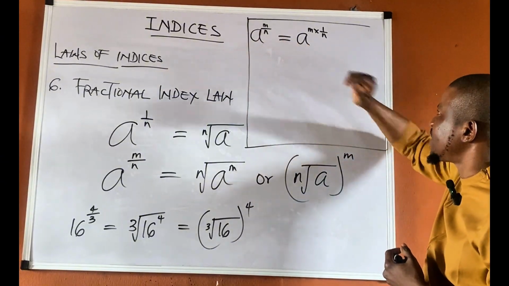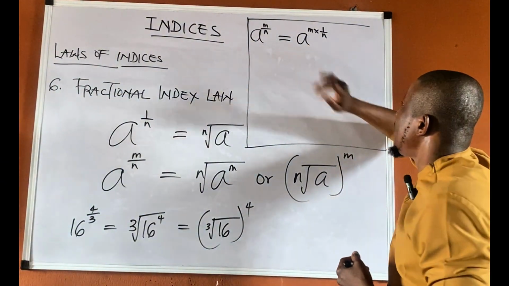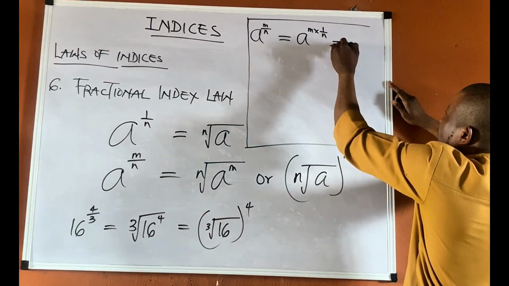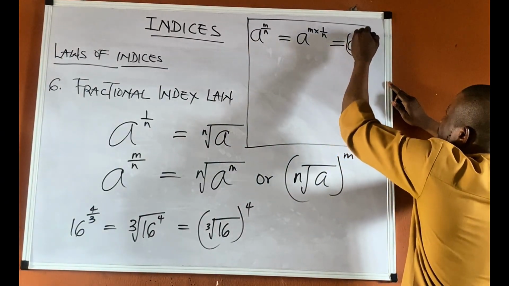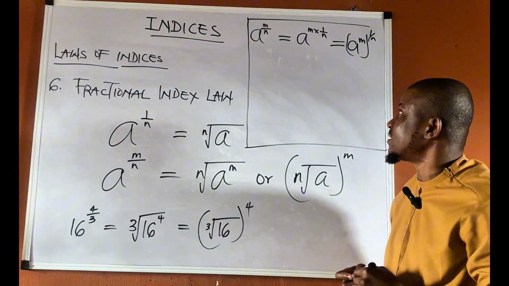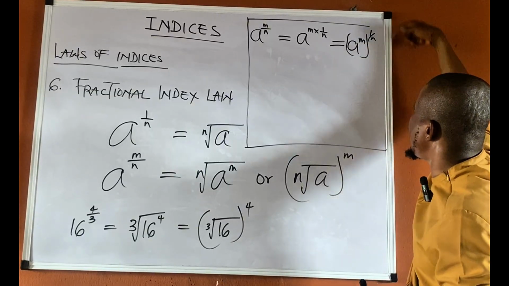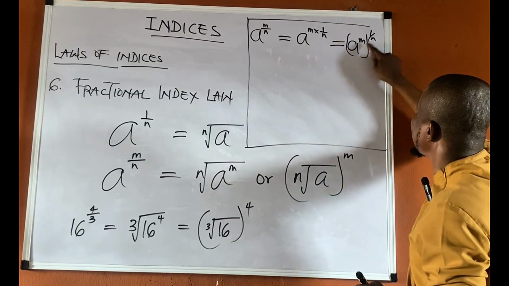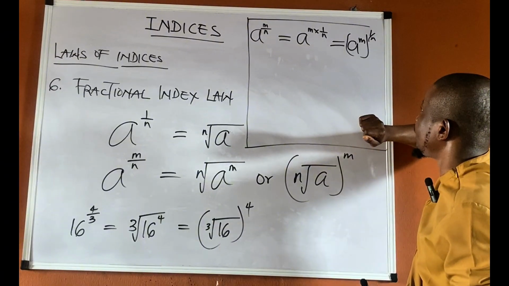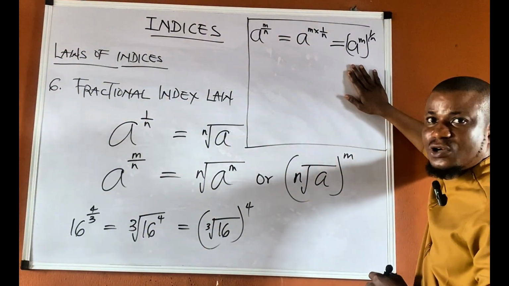Okay, so let's push this a little, following the power law of indices. From the power law of indices, we know that this can be written as a to power m all to power 1 over n. That when you have a number to any index or to another index, you can multiply the two indices. So I can transform this to this, and this is correct, right?